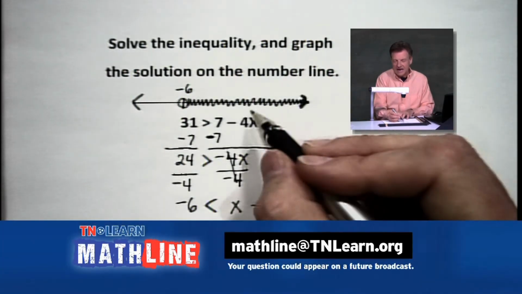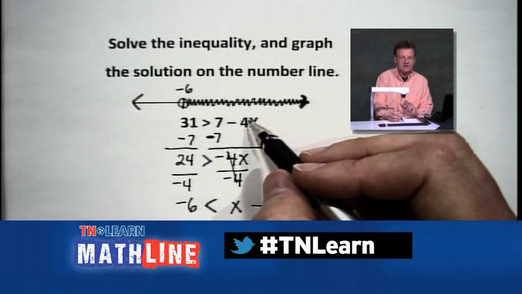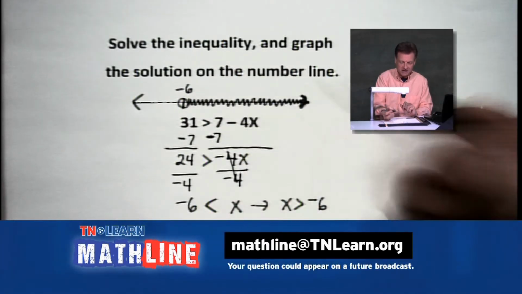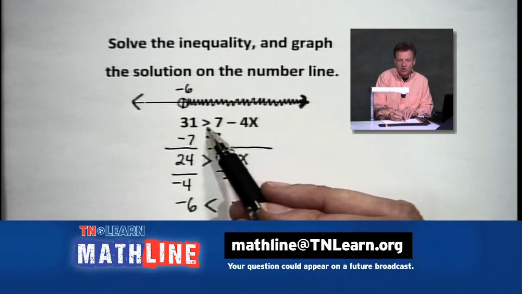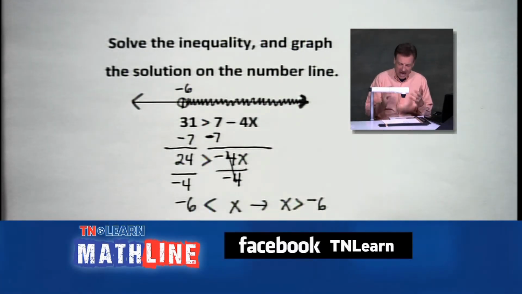If you put a -5 in there and multiply it by a -4, you get a +20. Now 7 plus 20 gives you 27. All right, so we got 27 sitting here on the right. Is 31 greater than 27? It is. Yes, it is. And I'll tell you something.